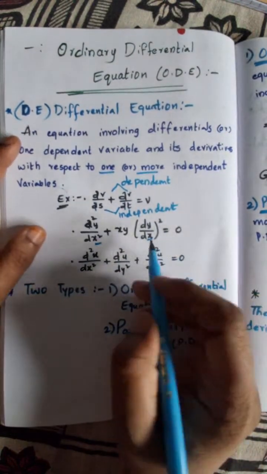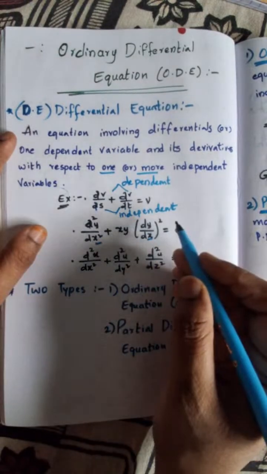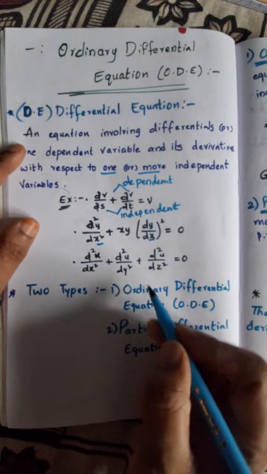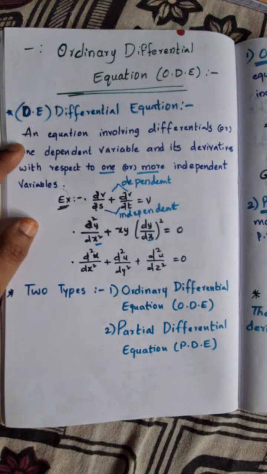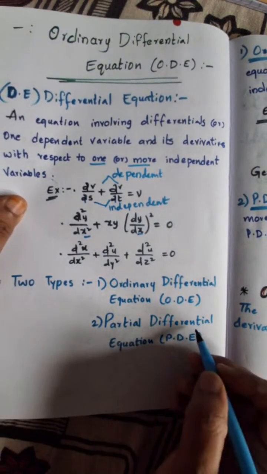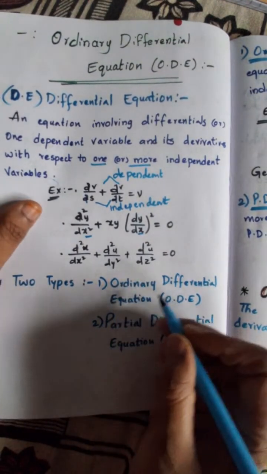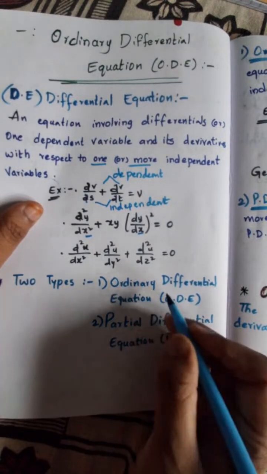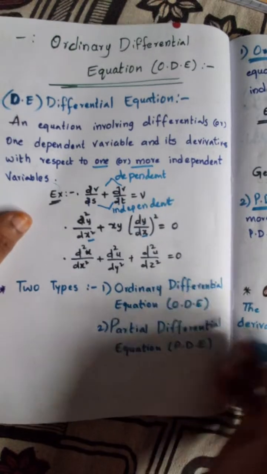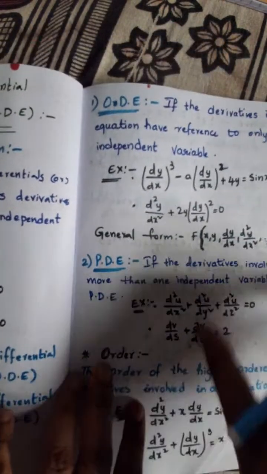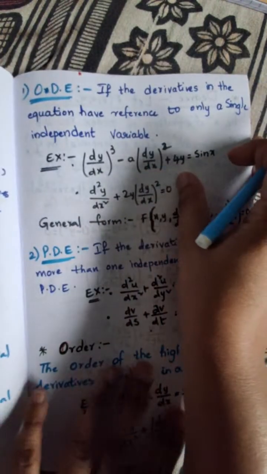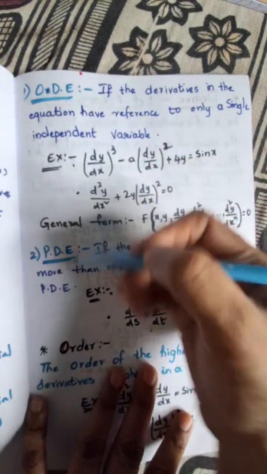Okay, how many different types of differential equations are there? We have two types of differential equations: ODE, ordinary differential equation, and PDE, partial differential equation. First, in this video we will learn what ODE and PDE are. Now, what is an ordinary differential equation? How do we identify whether a differential equation is ODE or PDE?